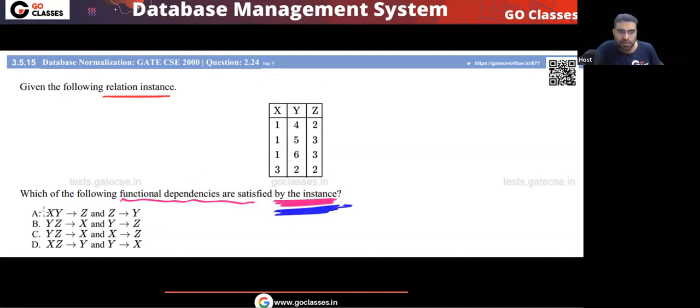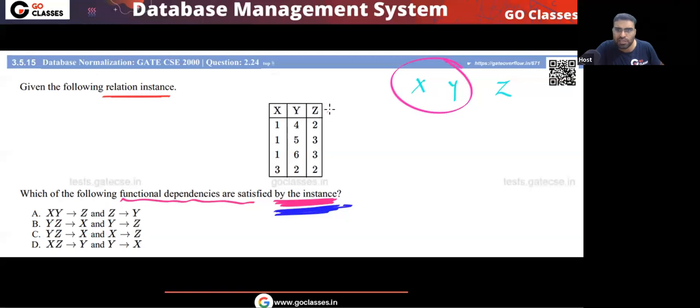Now tell me the answer. Let's check one by one. XY determining Z. What about this one? XY, does it determine Z? If you have the same value for XY in two tuples, then can I say you have the same value for Z in those tuples? Whenever two tuples have the same XY combination, do those tuples have the same Z value? You can easily see that no tuples have the same XY combination. So that is fine. Yes or no?